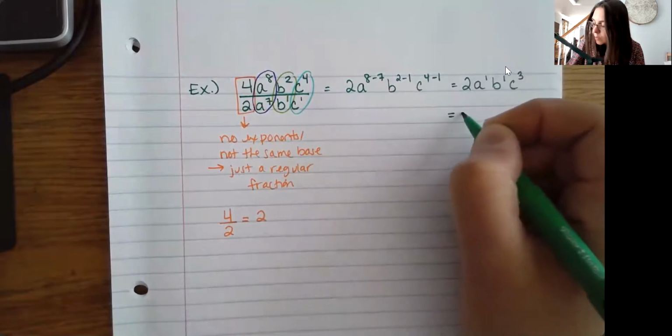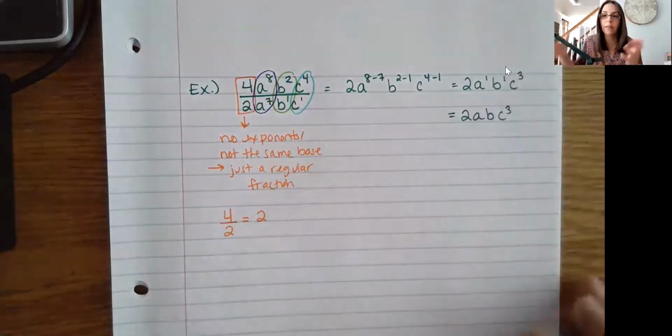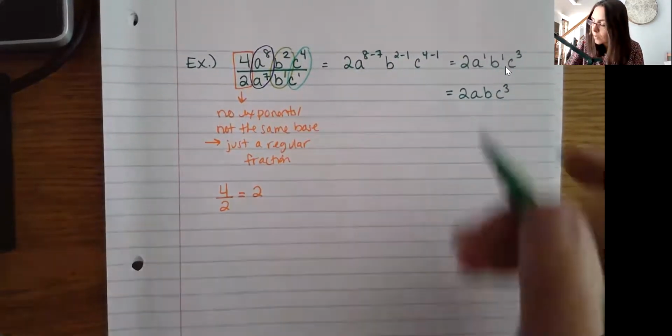And again, we don't really need those powers of 1. They don't really make a difference there, right? They're just telling us we only have one of that variable, so I can simplify.